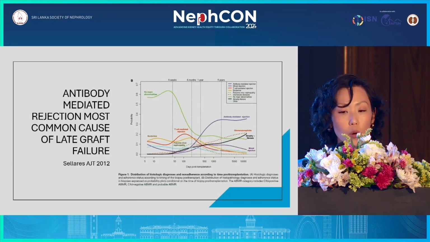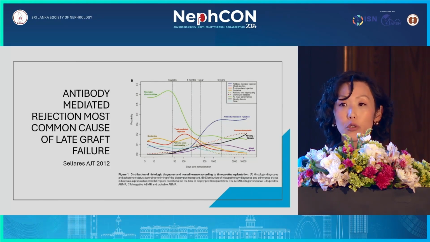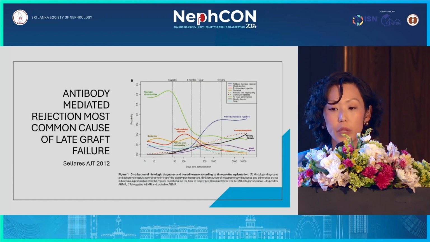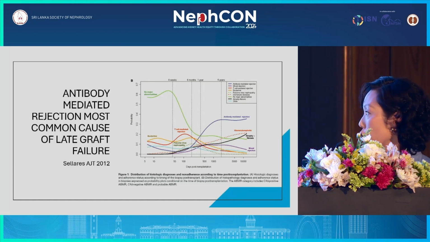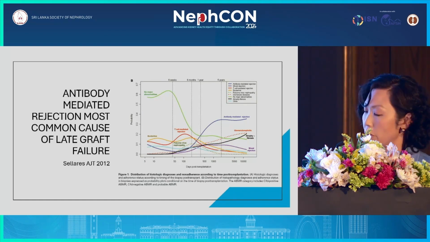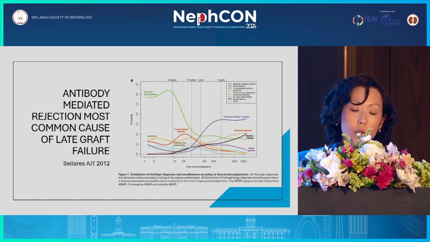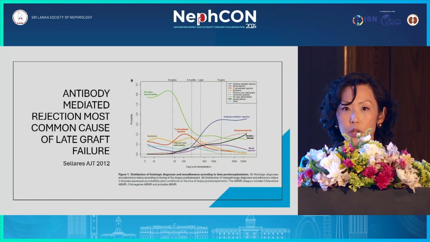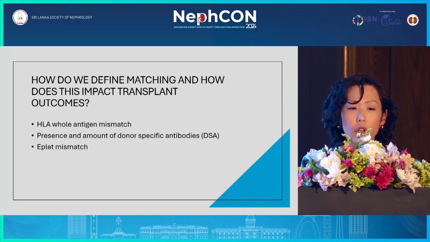And the most common cause of death-censored graft failure beyond the first year post-transplant is rejection. As you can see from this histological study of death-censored graft failures by Solaris et al., antibody-mediated rejection was the most common finding on histology beyond the first year and accounted for over 60% of late graft failures. So to maximize graft survival, we need to reduce the risk of rejection and in particular, antibody-mediated rejection. So how do we do that?